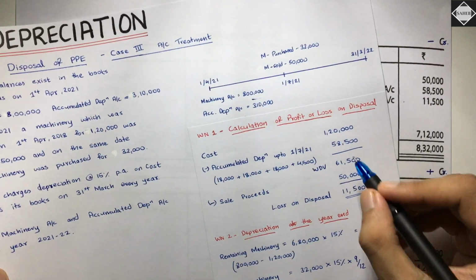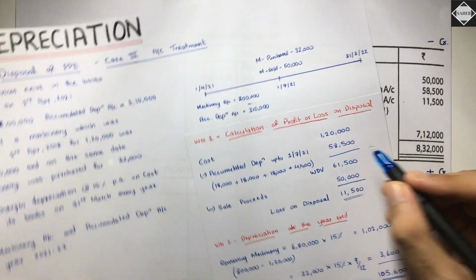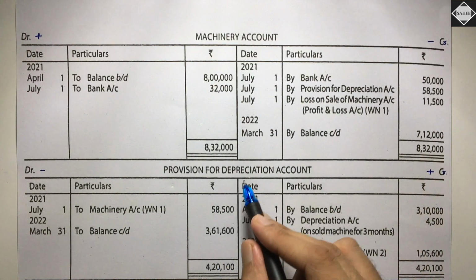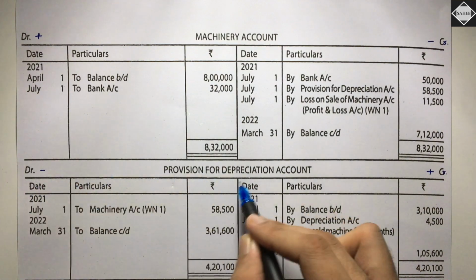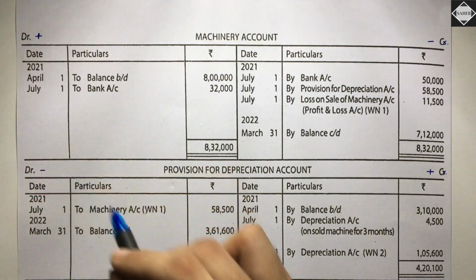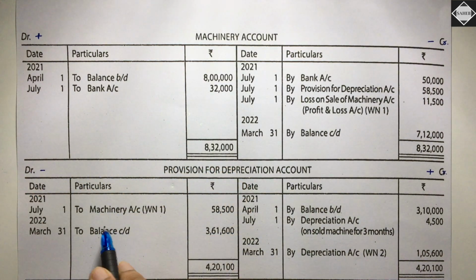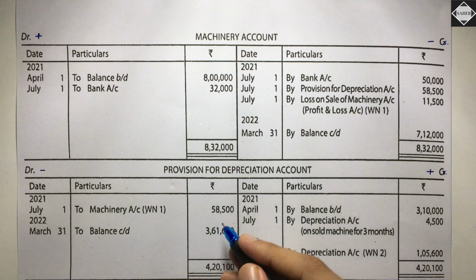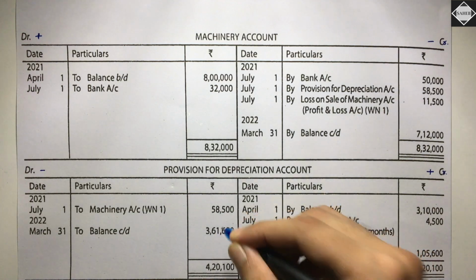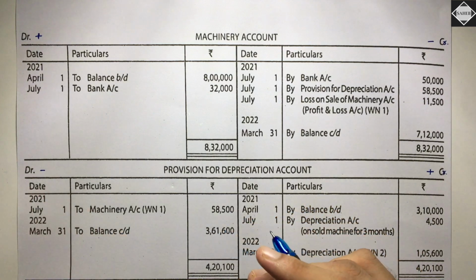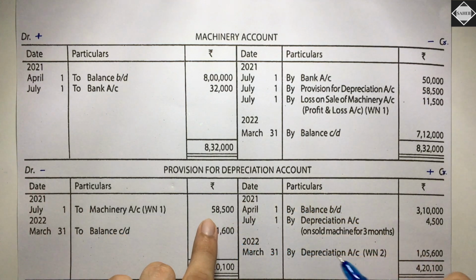How much is that amount? 58,500 accumulated depreciation. So here you see, provision for depreciation or accumulated depreciation account is getting debited, it is decreasing, it's getting eliminated because of the machinery which you have sold. What's the amount? The amount is 58,500. The depreciation charged from the date of purchase till the date of sale, from when you started charging depreciation till the date of sale. Is that clear? That is what you have to do.